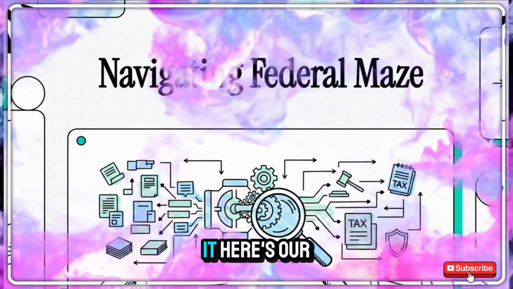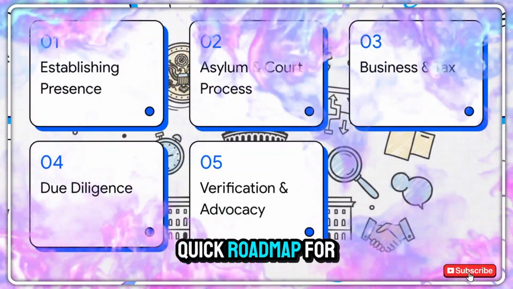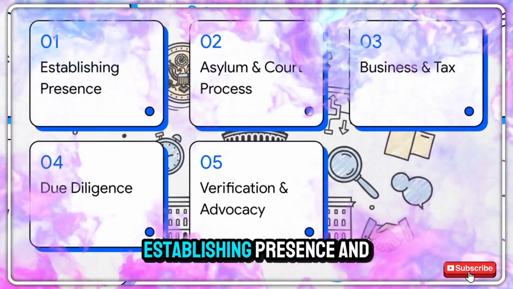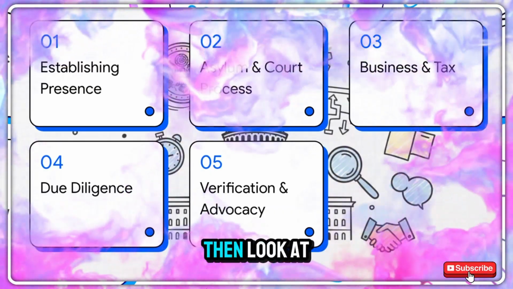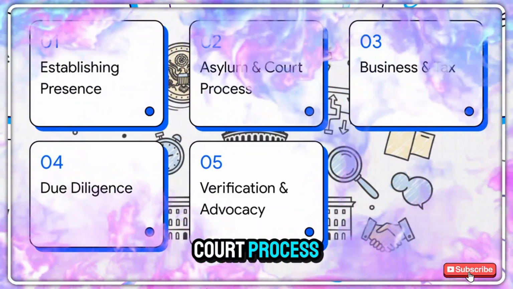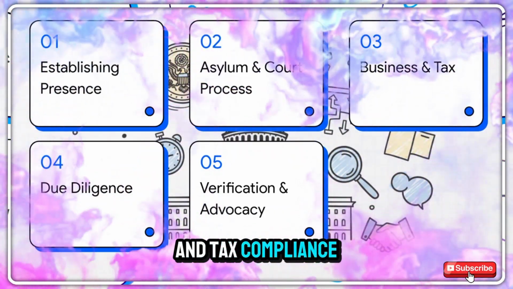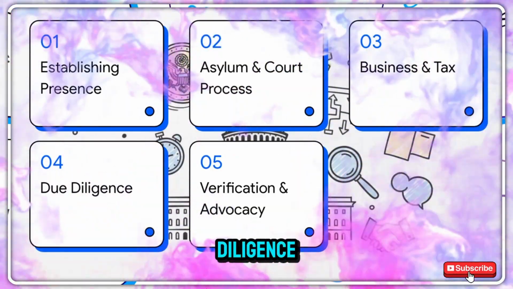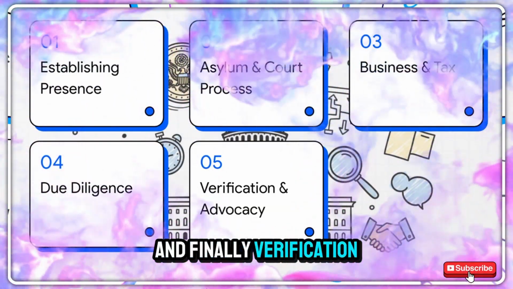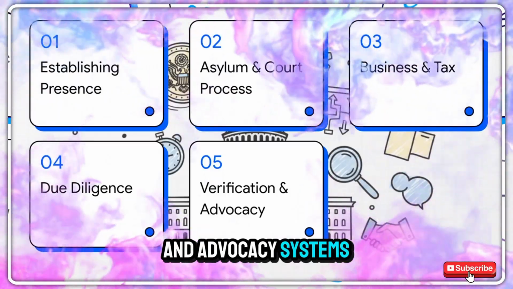Let's get into it. Here's our quick roadmap for today. We'll start with establishing presence and status, then look at the asylum and court process, move into business and tax compliance, explore professional due diligence, and finally, verification and advocacy systems.